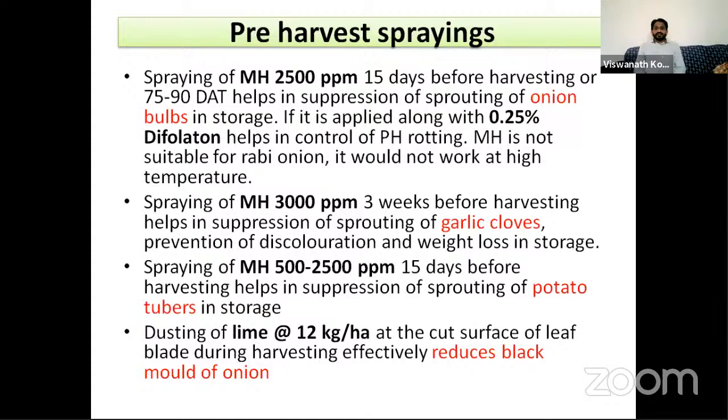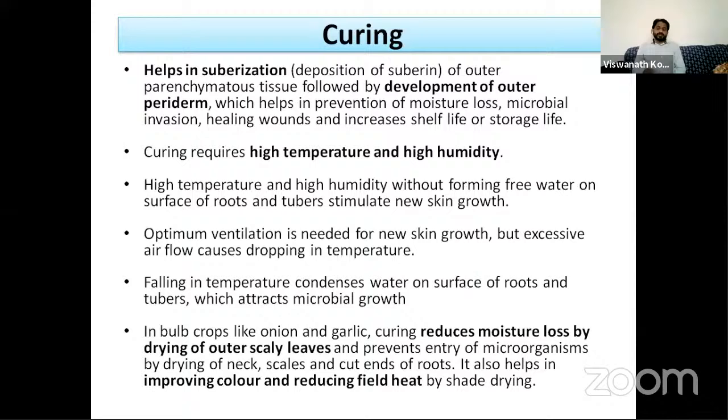And dusting of lime at the cut surface of the leaf blade during harvesting effectively reduces the black mold in onion. So curing is an important post-harvest operation in case of onion and tuber crops, because they have the edible portion below the ground. So during the harvesting time, the tubers and the bulbs tend to get damaged. When they get damaged, automatically secondary infection will be there and deterioration will occur. So to prevent that secondary infection and to cure the injuries that happen during the harvesting, we do the curing.